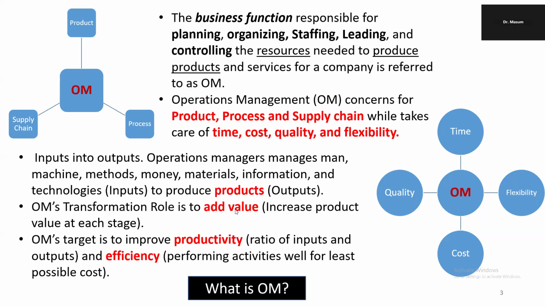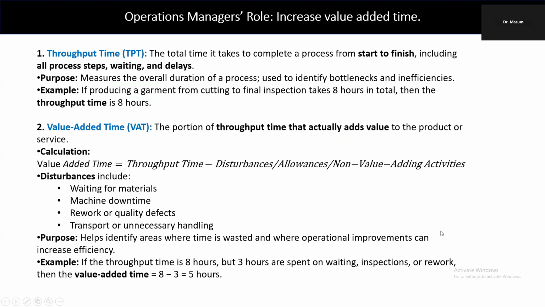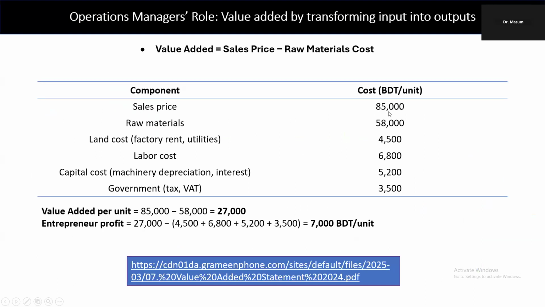The operations manager's transformation role is to add value. We have explained value added, and maybe you have finished a case on value added, on how the operations managers are adding value and helping the value added process. We have shown you in different ways. For example, here we have shown the sales price of a product and raw materials. The difference between the sales price of the product and raw materials is known as the value added. And the operations manager ultimately uses land, labor, and capital to produce products.